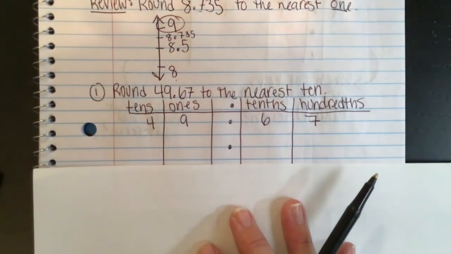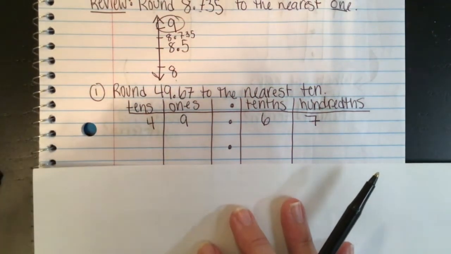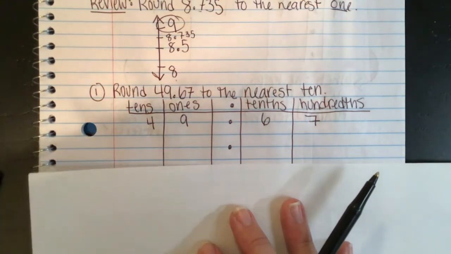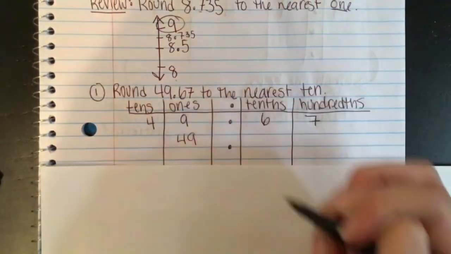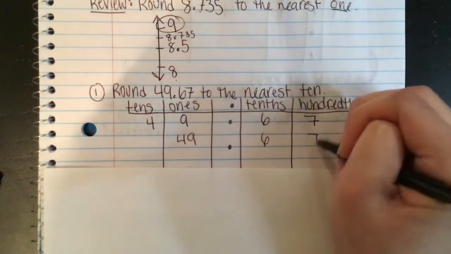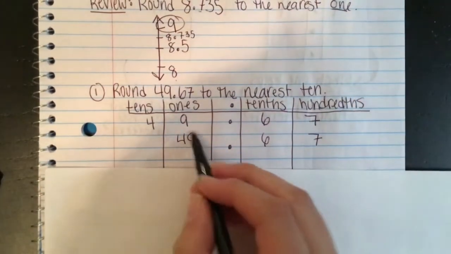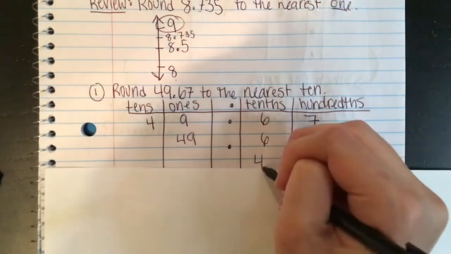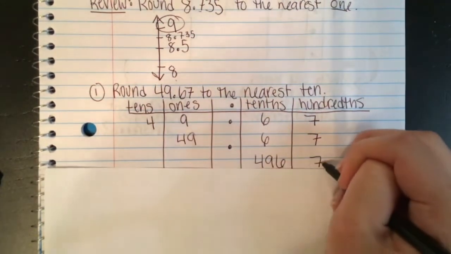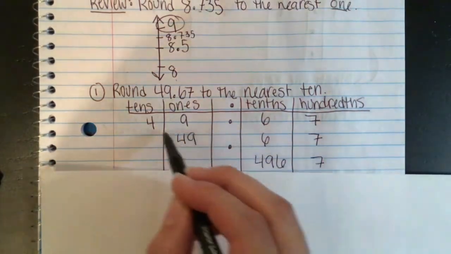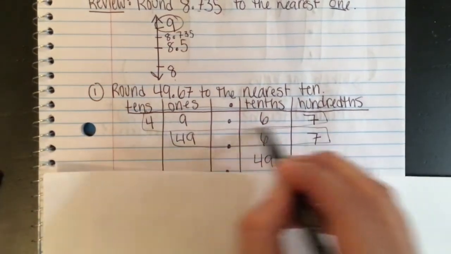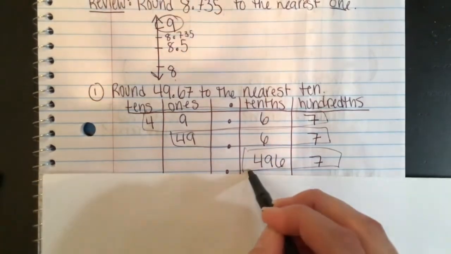we can use our chart here to show all the different ways that we could decompose or break apart this number. I could take my 4 tens and trade them out for ones, so I would have 49 ones total and 6 tenths and 7 hundredths. Or I could trade out my ones and end up with 496 tenths and 7 hundredths, which would be a lot of little pieces. I'm thinking about which one of these decompositions, this one, or this one, is the most helpful for me.